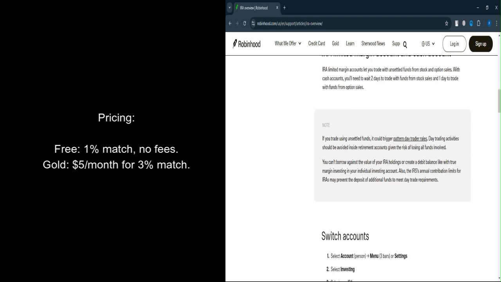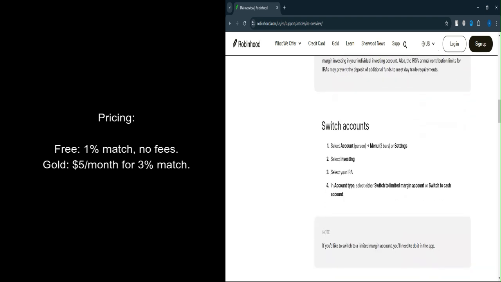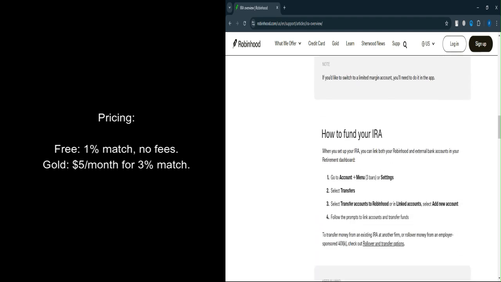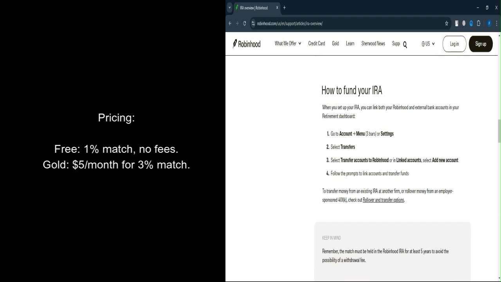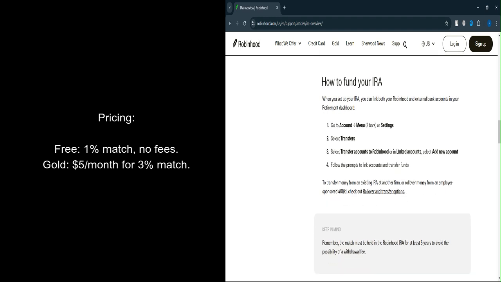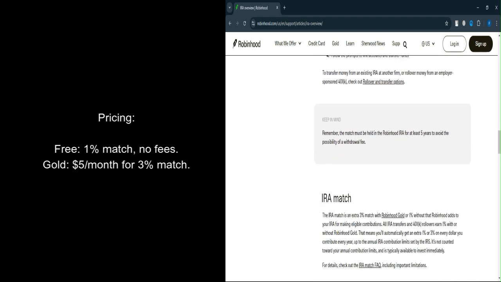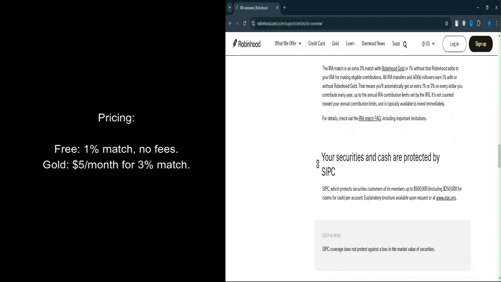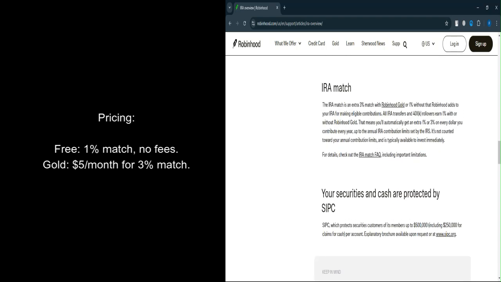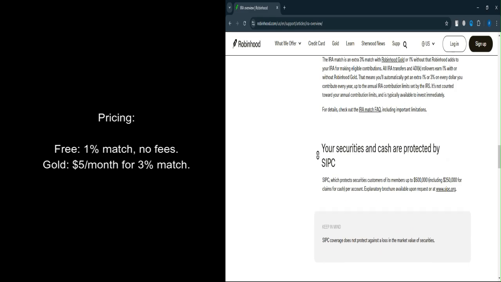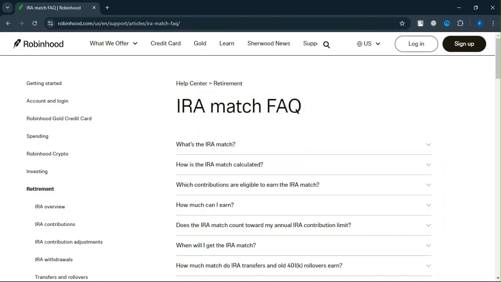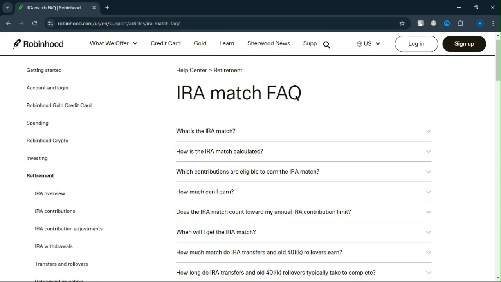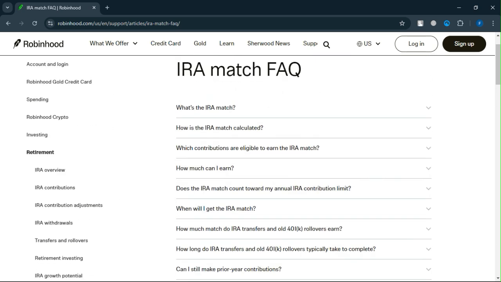Robinhood Gold. For $5 per month or $50 per year, Robinhood Gold boosts your contribution match to 3%, meaning you'll receive an additional 2% on all contributions. This membership also includes other benefits like higher interest on idle cash, 4.50% APY, and access to margin trading. The 3% match alone can easily justify the cost if you max out your contributions. For example, on a $7,000 annual contribution, you'd receive $210 with Gold versus $70 with a free account.